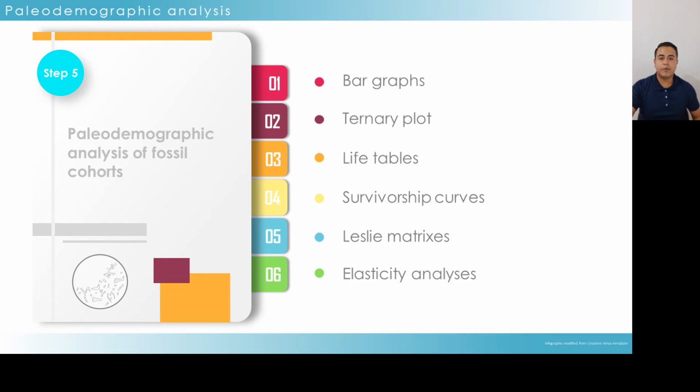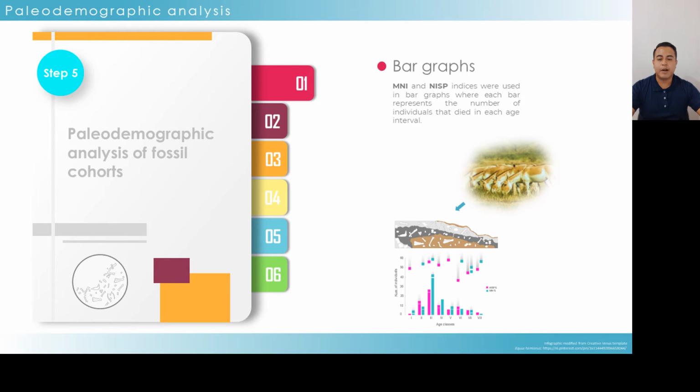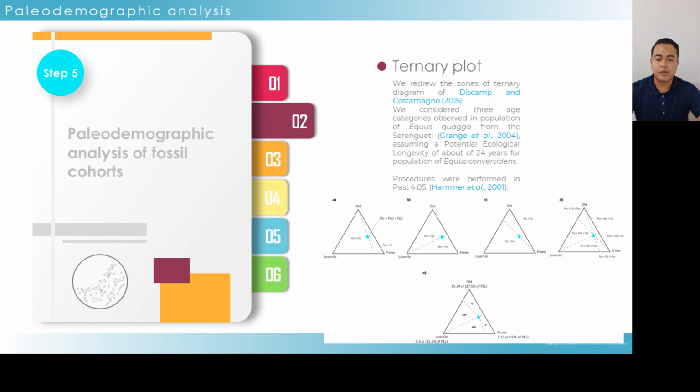In the paleodemographic analysis, we employed bar graphs, a ternary plot, life tables, survivorship curves, and projection matrices. We built the bar graphs from the percentage of individuals in each age category. We constructed the ternary plot of mortality following Discamps and Costamagno 2015.